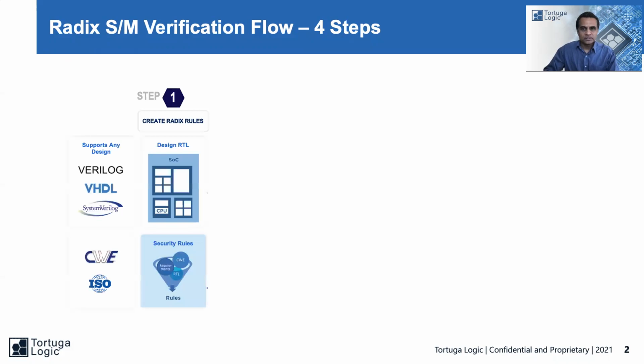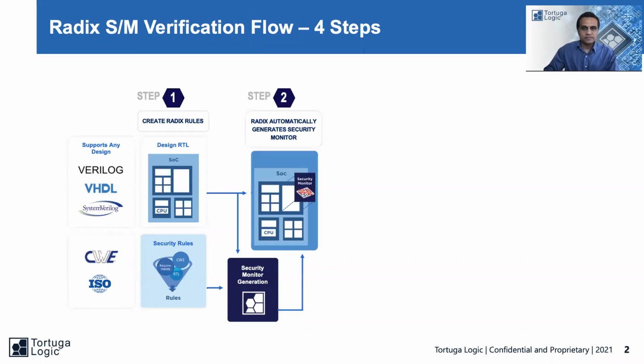In step 1, the security properties created for the design from the common weakness enumeration database or the security architecture are converted into Radix security rules. Next, in step 2, these security rules are analyzed by Radix to create the security monitor.